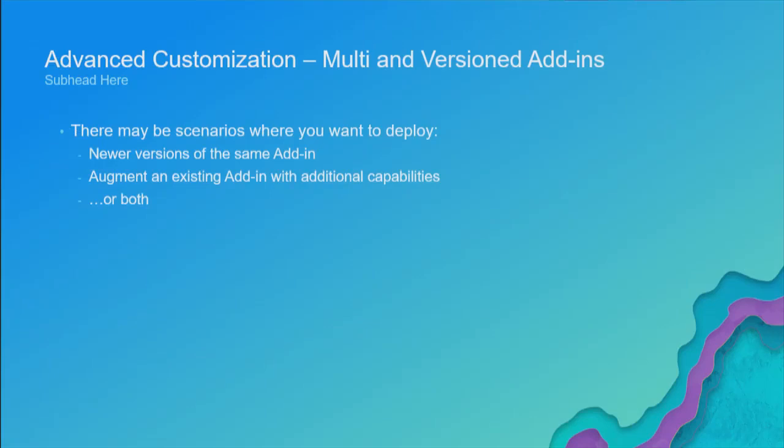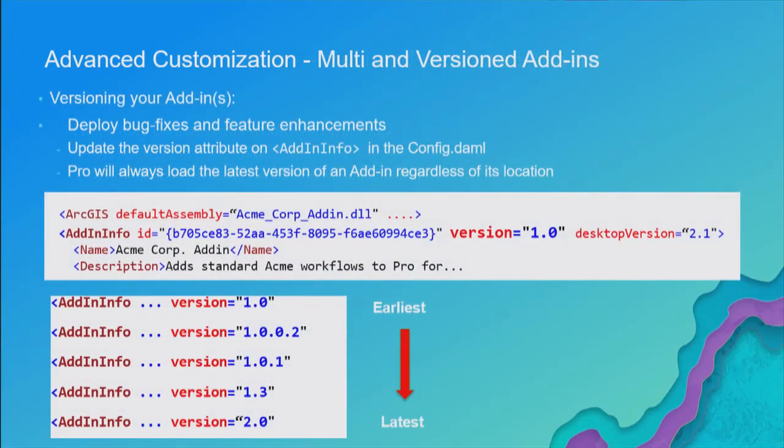Okay, let's shift gears. We're going to talk about multiple add-in customization scenarios. We'll deal with versioning and also augmenting the capabilities of an add-in with another add-in. So, versioning your add-in could be that you have bug fixes that you want to deploy. The system already has your add-in on it. You somehow need to replace the existing add-in with another add-in. You may not even know if they have the add-in on it.